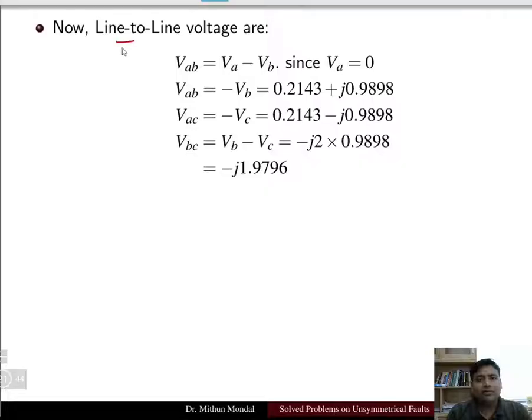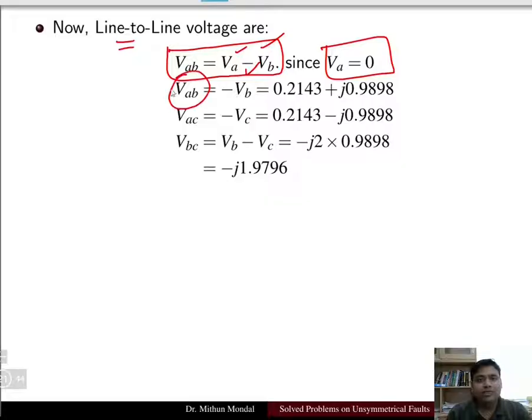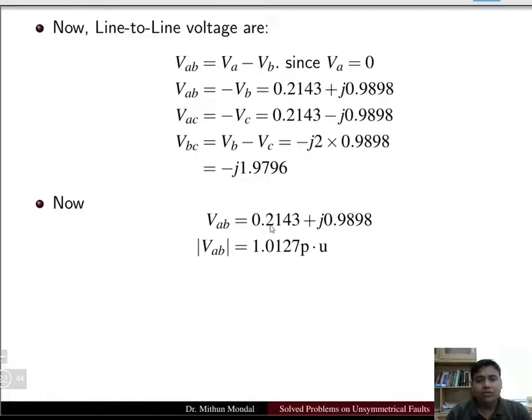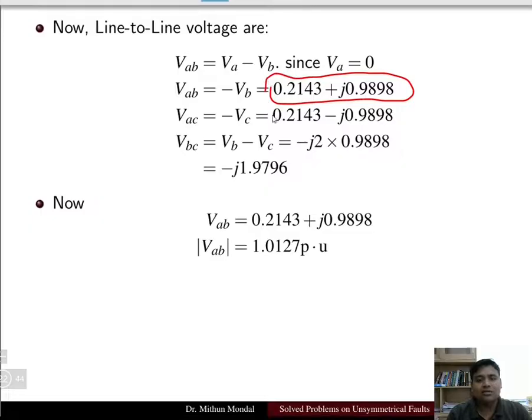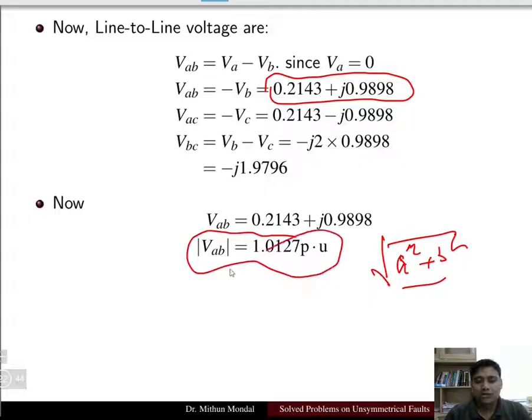Now the line to line voltage VAB can be obtained as VA minus VB, because the VA value is equal to 0. We have computed VA and VB, so just take the subtraction and we can obtain the voltage VAB. Similarly, we can obtain the voltages VAC and VBC. The voltage VAB is this quantity, which has to be converted into magnitude. Take the square root of a square plus b square, that is real square plus imaginary square, and we get a value of 1.0127 per unit.